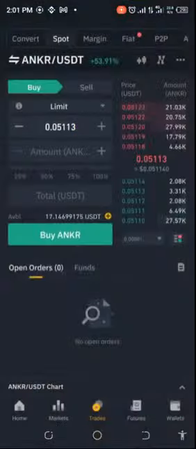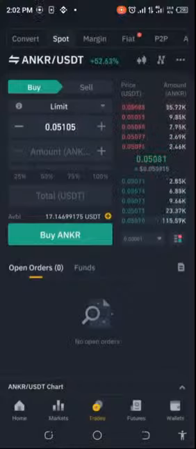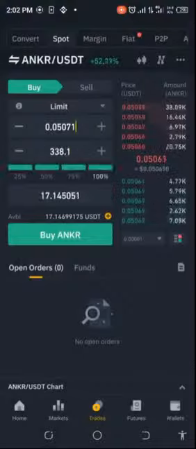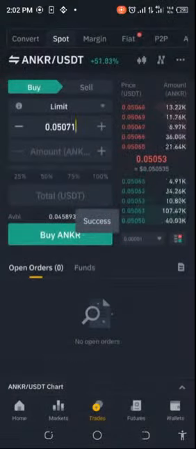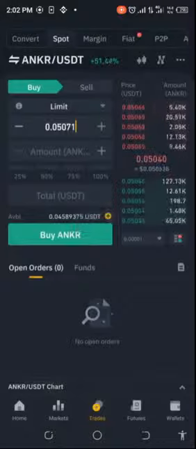I'm just going to check that. Okay, let's see what we have here. Oh, we're actually on 0507 now. So let's go ahead and just buy it at that. Take a screenshot and go ahead and buy. Okay, awesome. We have gone ahead and bought it at 0507.